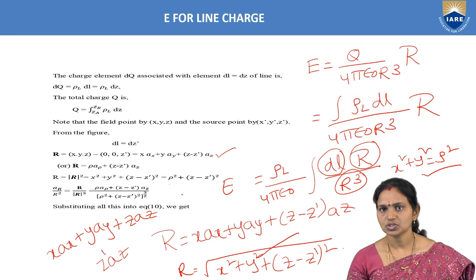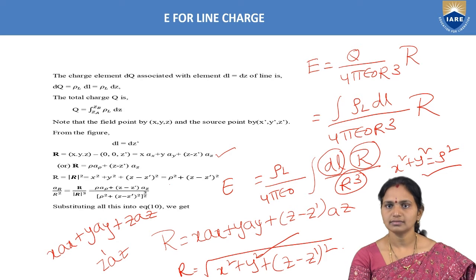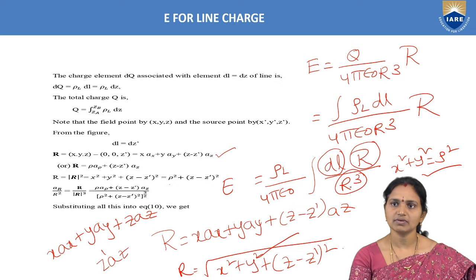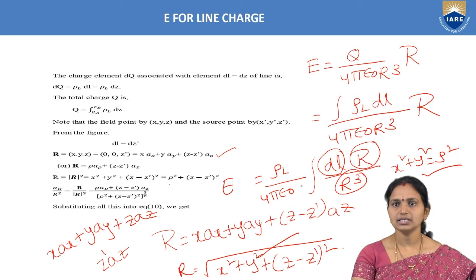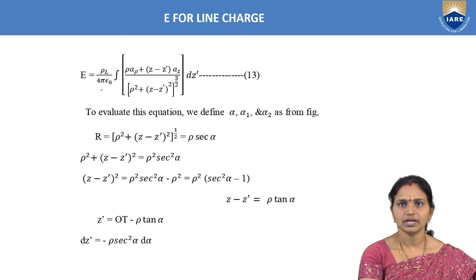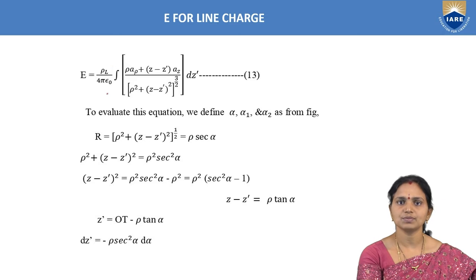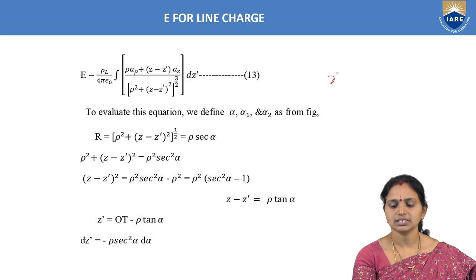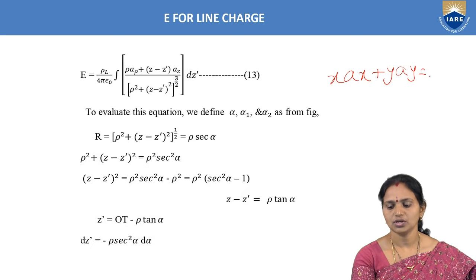Now by substituting these r and displacement vector values in this equation, we will get the E value. The E value we obtain is E equal to rho L by 4 pi epsilon naught, which is a common term, times the integral. In the numerator, as we have the displacement vector, it is replaced with rho a rho. We can replace xax plus yay with the rho a rho component.